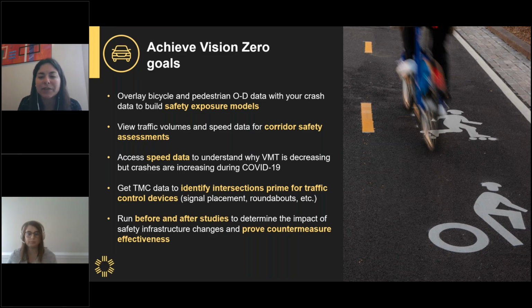Access speed data to understand why VMT is decreasing, but crashes are increasing during COVID, something we've heard from a lot of our customers. Get TMC data to identify intersections primed for traffic control devices, such as signal placement, roundabouts, etc. Run before and after studies to determine the impact of safety infrastructure changes and prove countermeasure effectiveness.